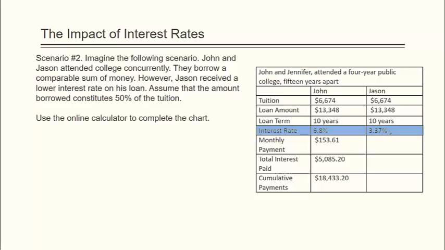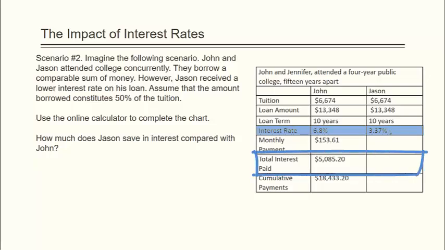And so what you should do is you should use that online calculator to complete the chart to fill in the rest of the information for Jason. And now, since the only difference is that interest rate, see how much Jason saves in interest compared with John. And so the point here is to encourage you when you're thinking about your student loans to make sure that you're looking around for that best interest rate possible.